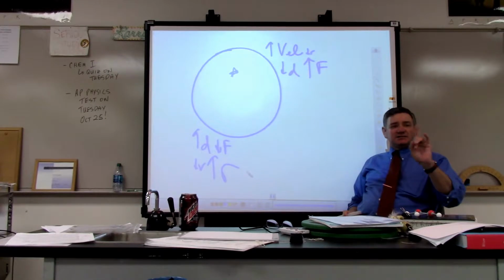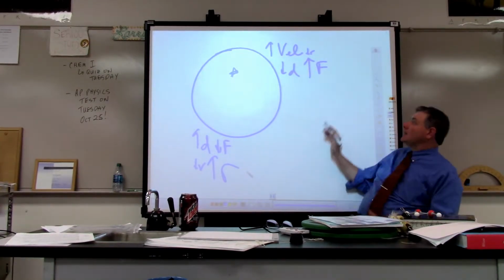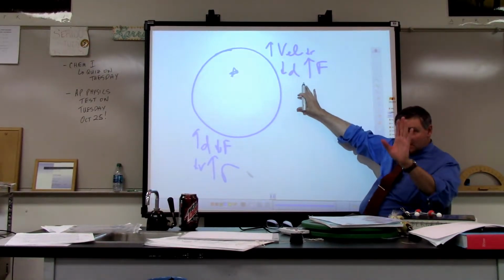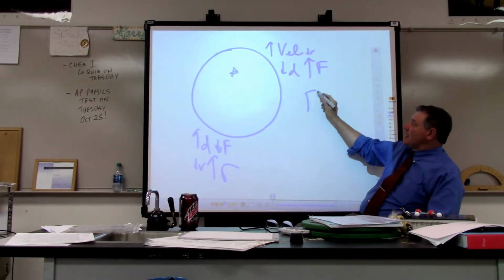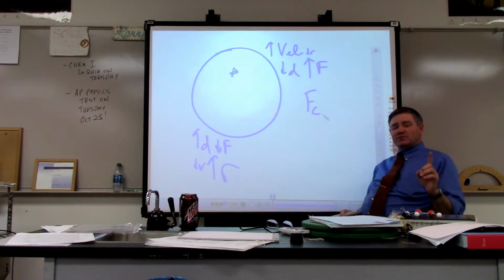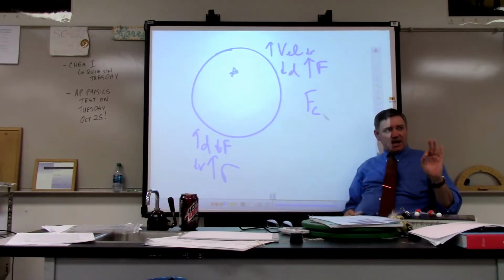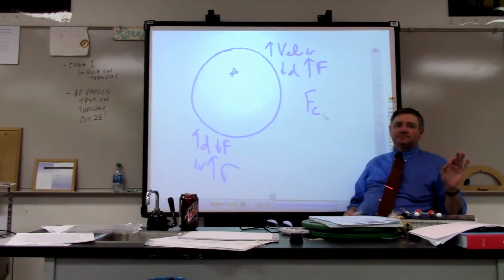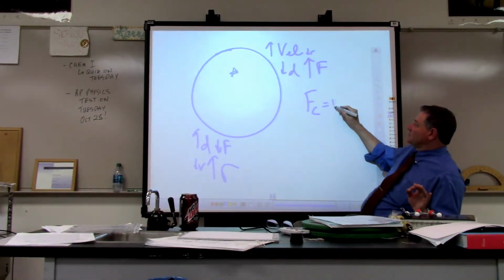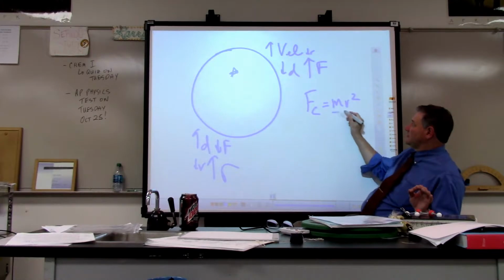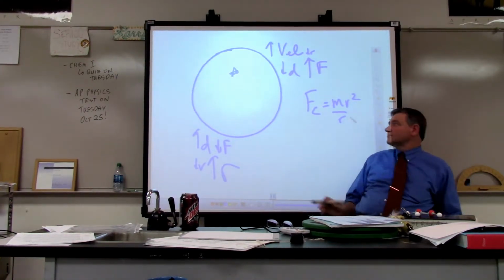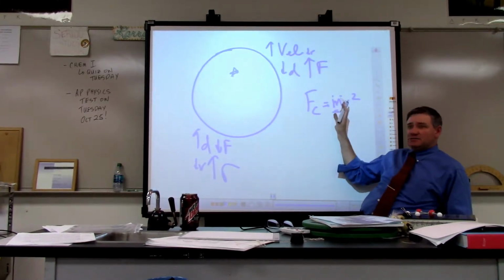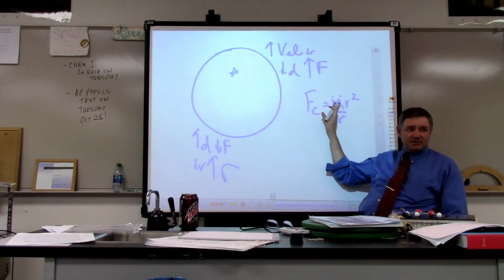Now, let's look at this equation. If gravity is causing that centripetal acceleration, and it is, how can you calculate centripetal force that involves velocity and radius? Centripetal force equals mv squared over r, right? Now, here's the question. Is this mass the mass of the Sun, or is this the mass of Mercury?